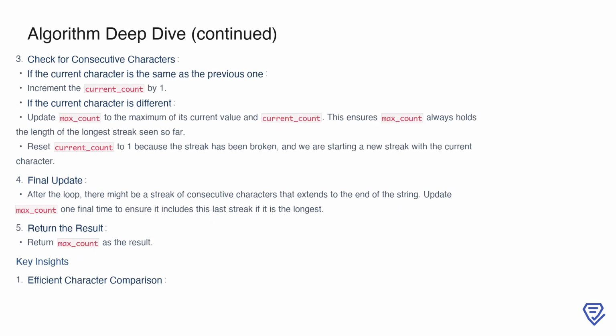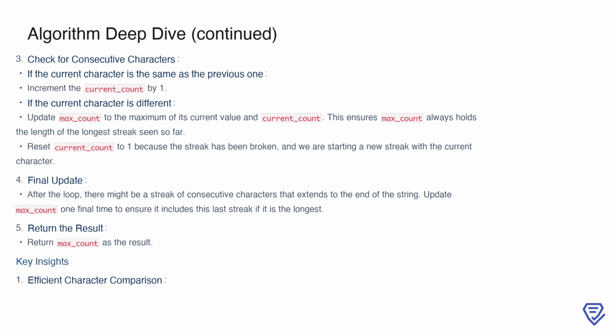Now, let's break down how the algorithm handles consecutive characters. If the current character matches the previous one, we simply increment the current_count to extend the streak. However, if the current character is different, it means the streak has ended. At this point, we compare current_count with max_count and update max_count to ensure it always holds the longest streak observed so far. Then, we reset current_count to 1, as we are beginning a new streak with the current character.